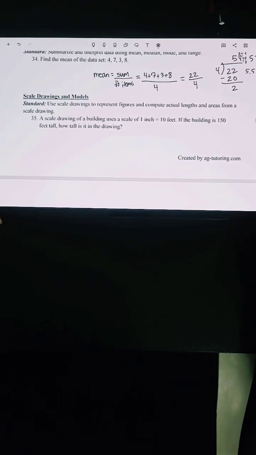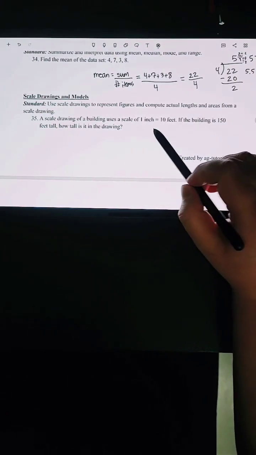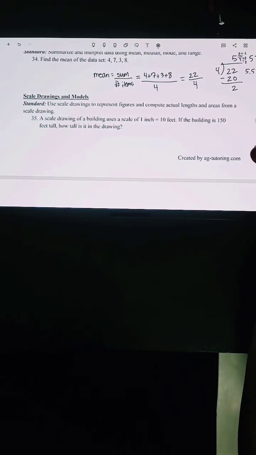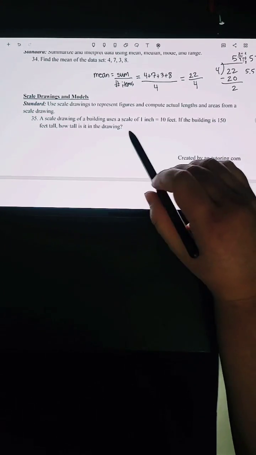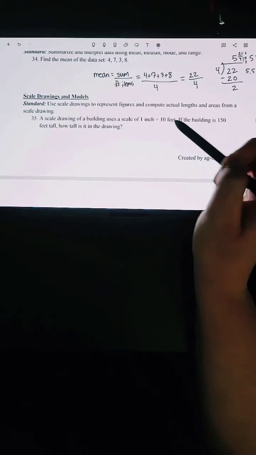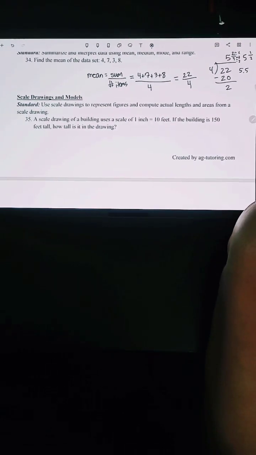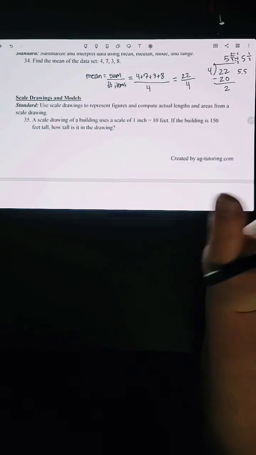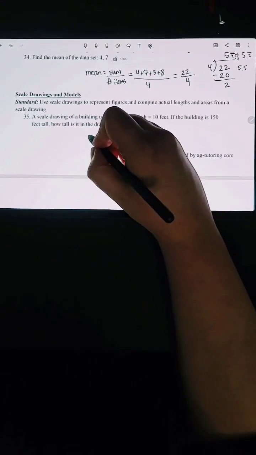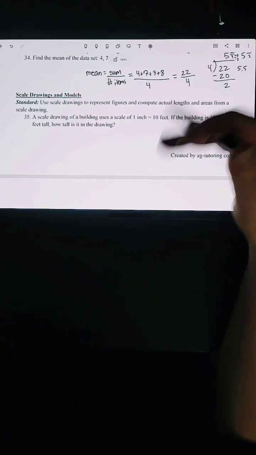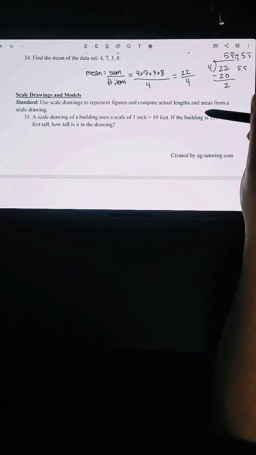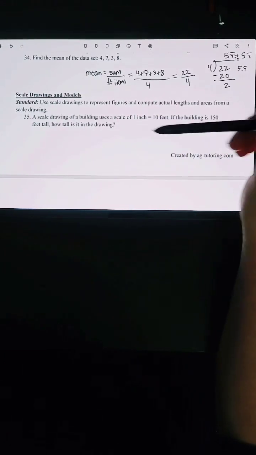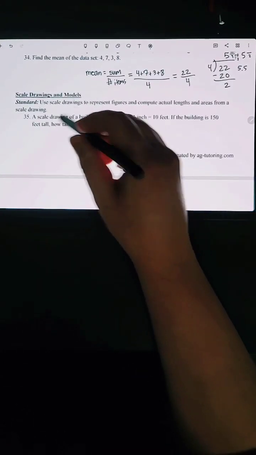So then let's go to this next one right here. This is one of the scale drawing problems. With scale drawings, it's like with maps, you can't draw a whole building at the same scale. You have to size down. It says in this problem, we have a scale drawing of a building using a scale of 1 inch is equal to 10 feet, because you can't just draw a bazillion feet on a piece of paper. So 1 inch is equivalent to 10 feet on whatever drawing you're doing. And if the building is 150 feet tall, how tall is it in the drawing?